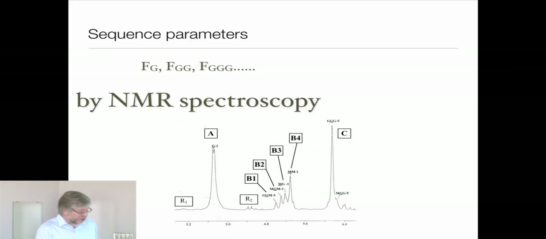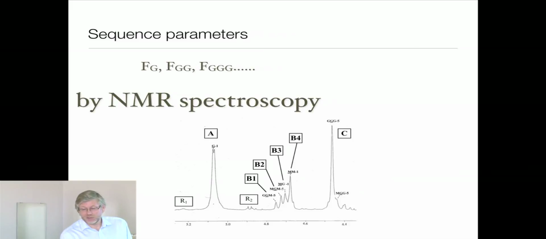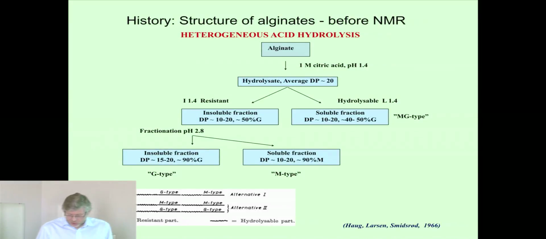We talked a little bit, or quite a bit, about the so-called sequence parameters. In the case of alginate, we introduce a series of parameters to describe the structure. And the method to do that was NMR. I just remind you of this without going into detail. So here comes something new. Because NMR spectroscopy was introduced in the 80s, but much of the chemistry of alginate was known before that. So how did they discover and determine the structure of alginate before having NMR?